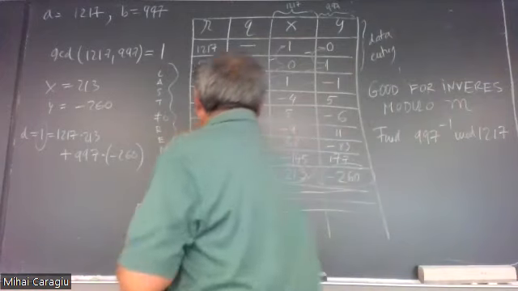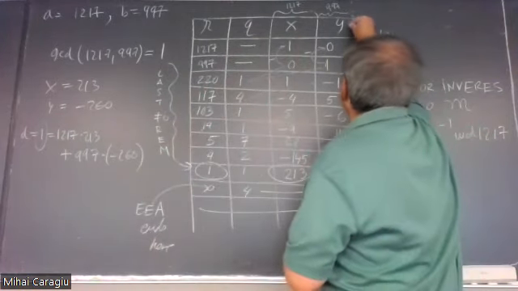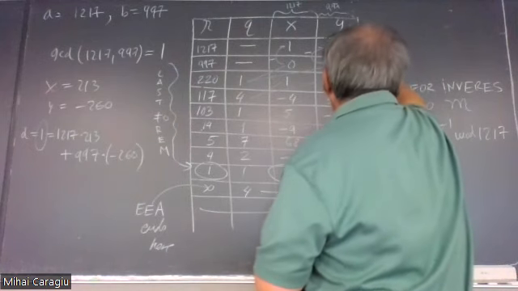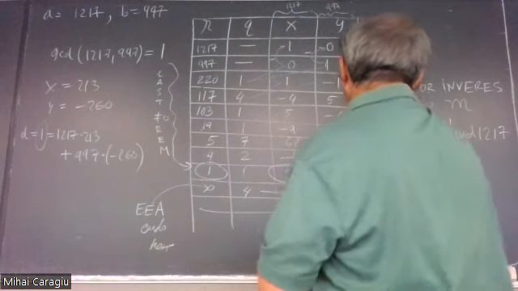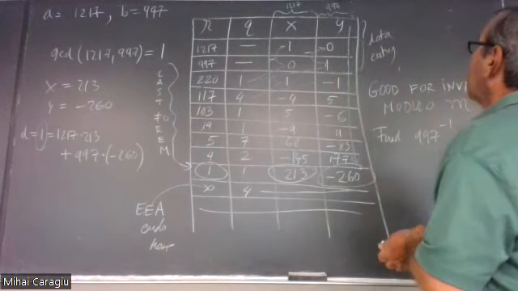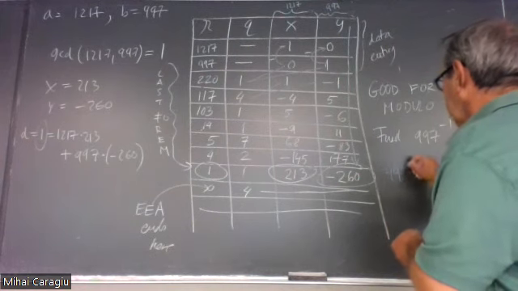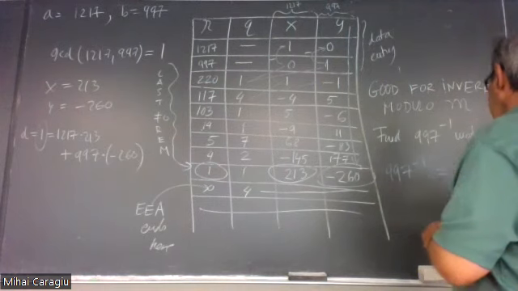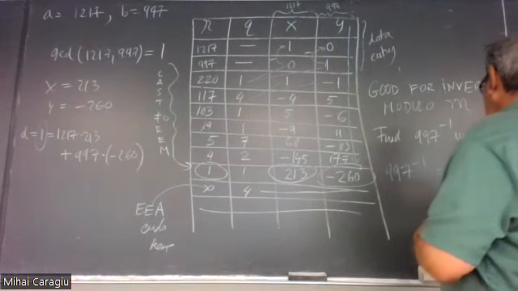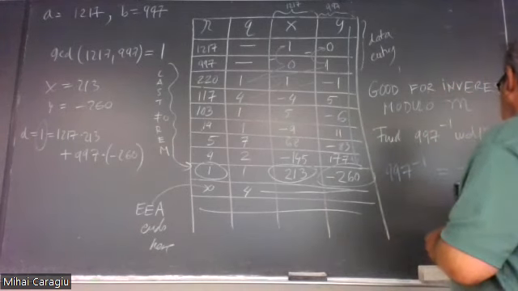So how to find the inverse? Let me use the colored line here. For the inverse of 997, go down the column of the small number until we get to the last value of y here. So the inverse of 997 equals minus 260. But what kind of minus 260? We have to do a little bit more. Minus 260 modulo 1217.